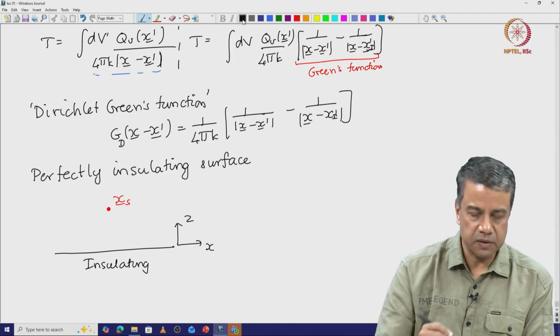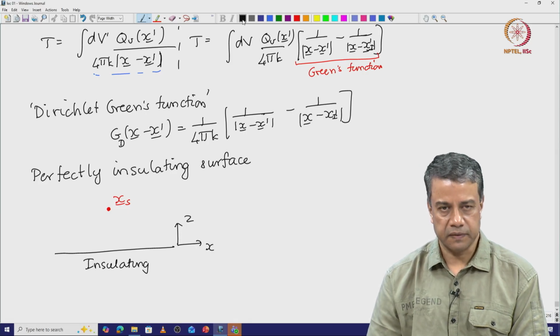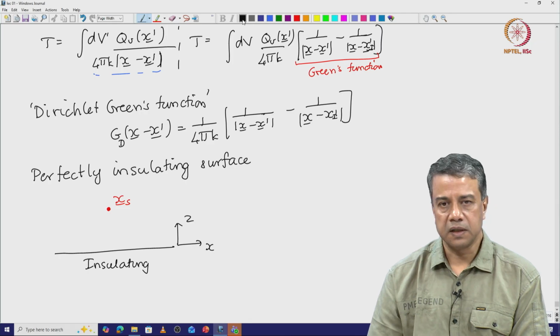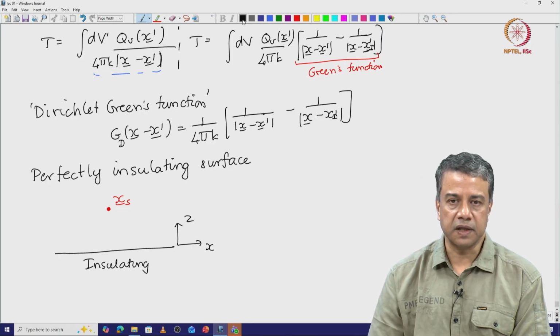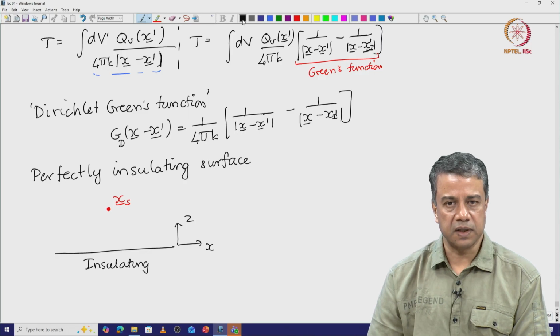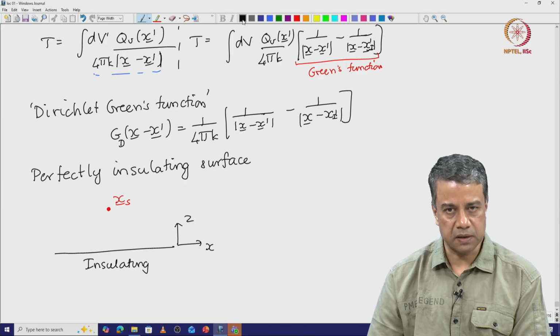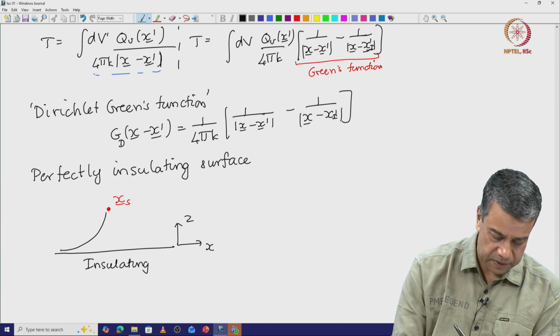For a perfectly insulating surface, there can be no heat flux going through the surface. The component of the heat flux perpendicular to the surface has to be 0 because the surface is insulating. Therefore, you can only have flux lines going parallel to the surface.